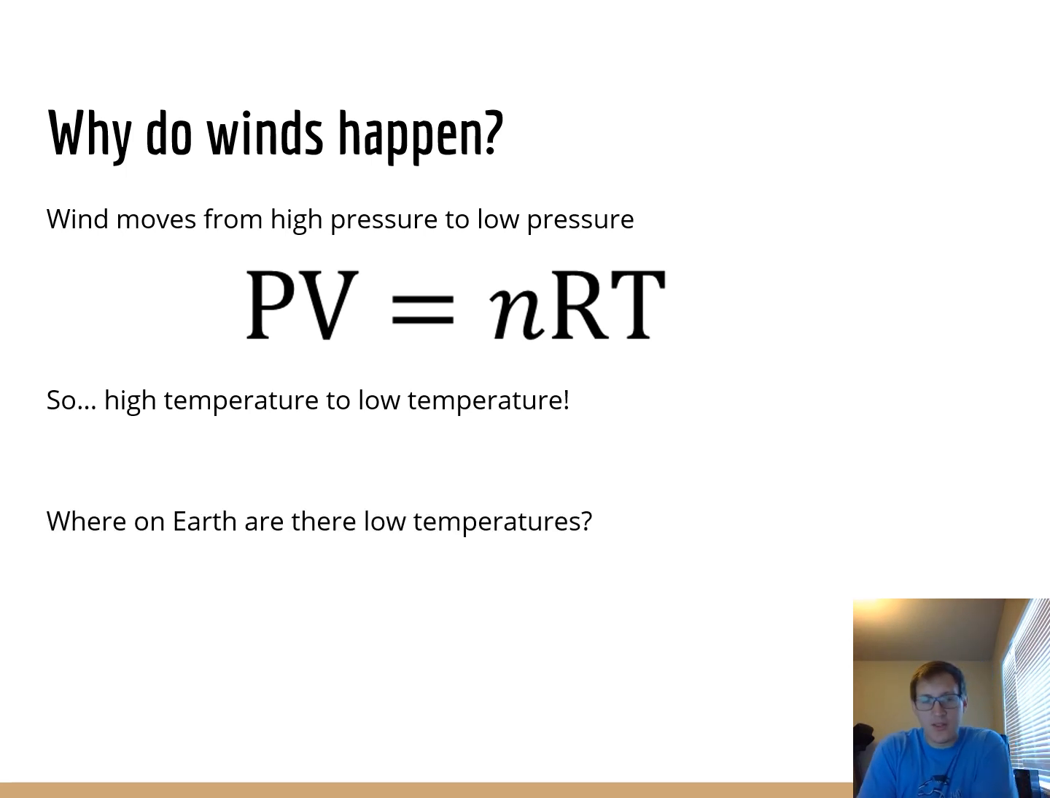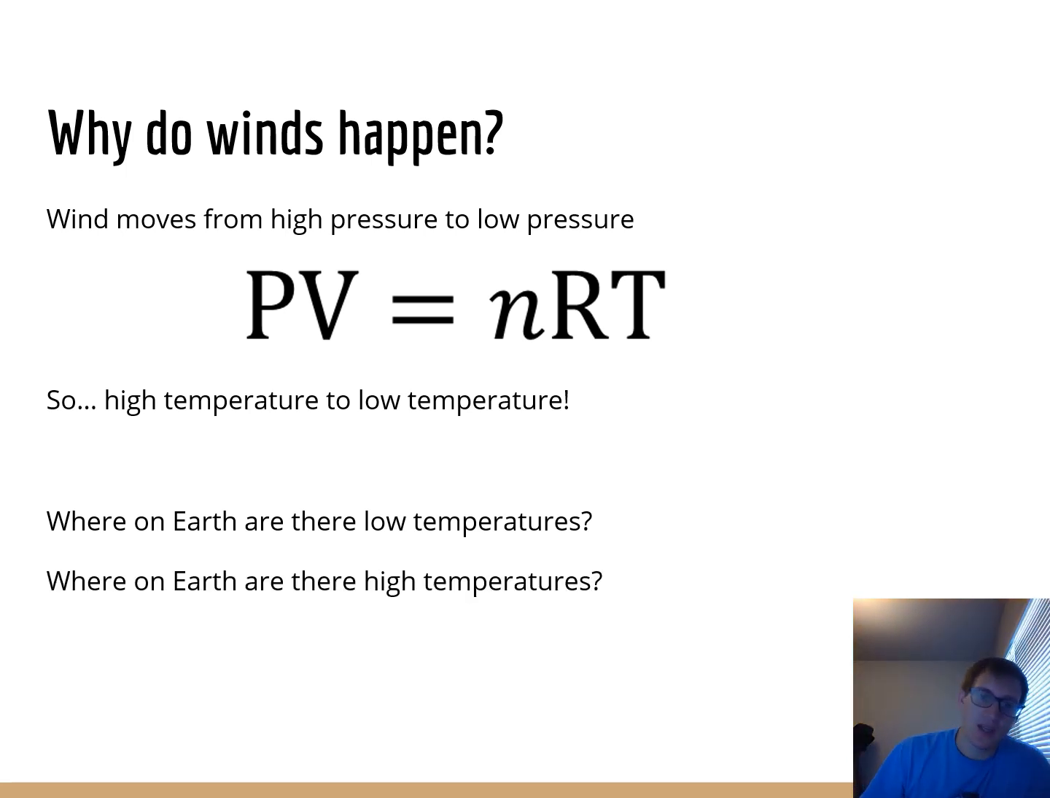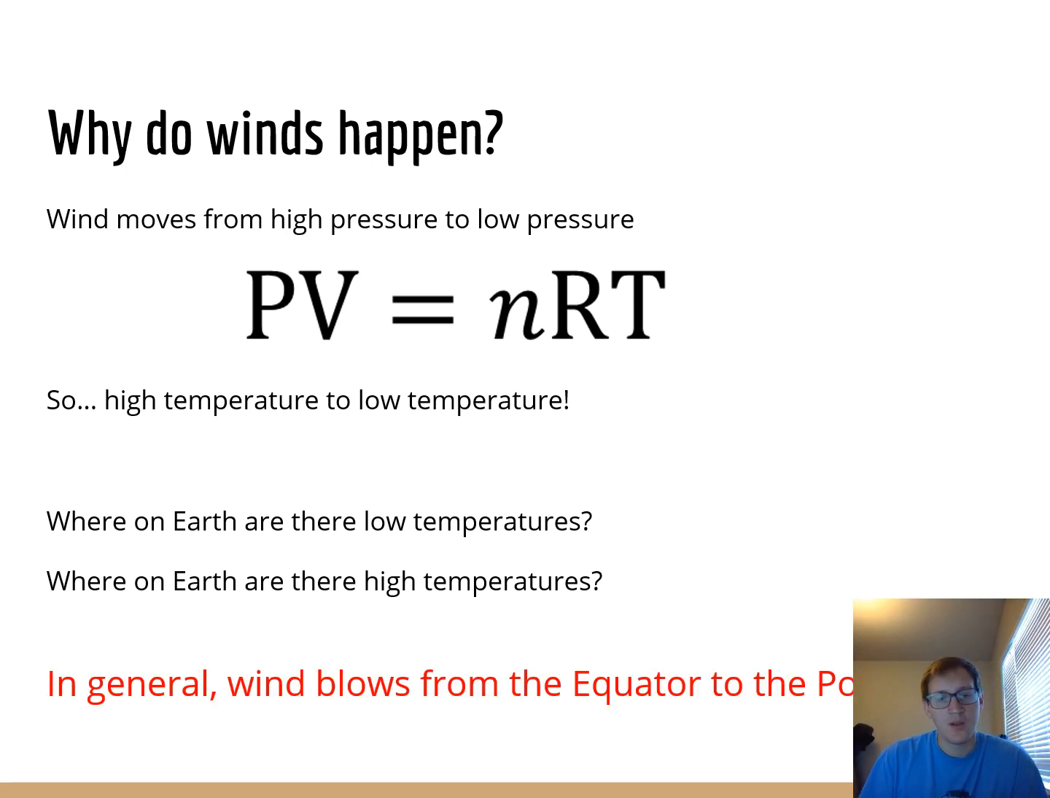So think about where on Earth there are low temperatures. Obviously at our poles, right? So air is going to tend to go from the equator towards the poles, from a place of high temperature to a place of low temperature. Where on Earth are there high temperatures? Around the equator. So like I said, in general, wind blows from the equator to the poles because of this ideal gas law.